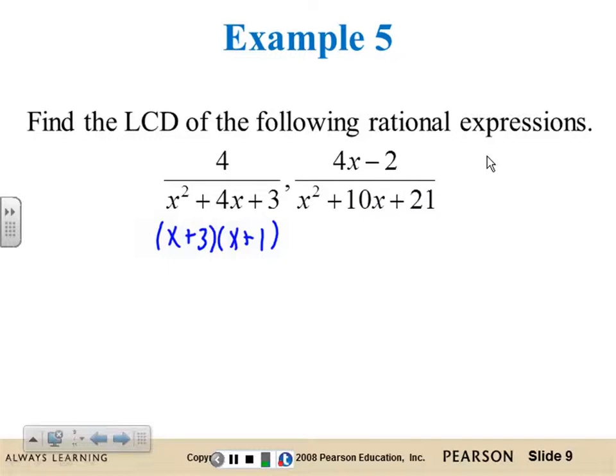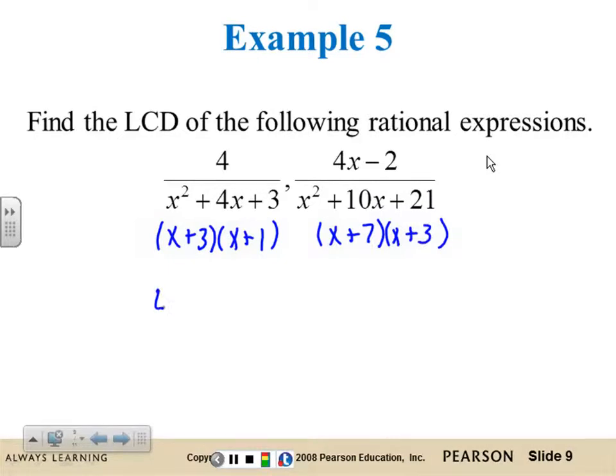On the right hand side, same thing. I have a trinomial. My leading coefficient's 1. Signs are going to be the same. Split the x squared up and think, what can I multiply together to get 21, but add together to get 10? And I'm thinking 7 and 3.